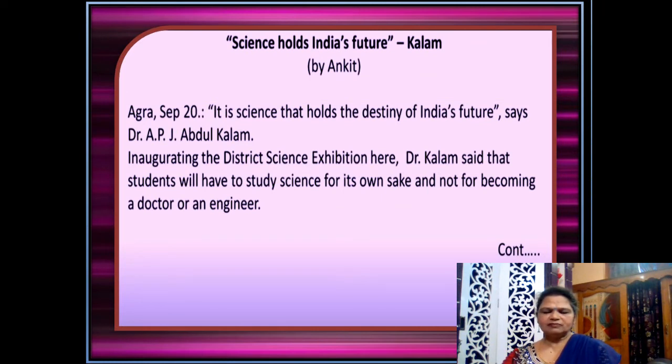First, the title is given. Science Holds India's Future, Kalam, by Ankit. The date is not mentioned here. You can also add the date here on the left hand side. So the person who is writing the report can be given in the middle, or it can be given on the right hand side. The name of the person, or if this is for a newspaper, then the newspaper's name can also be mentioned here. Then see the second date, Agra, September 20.